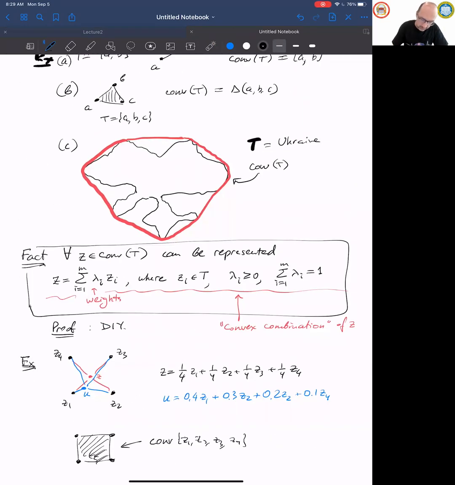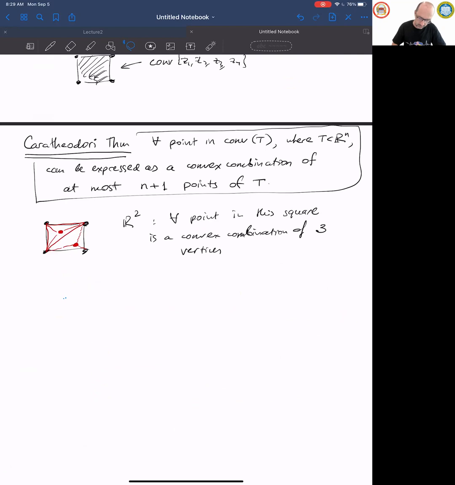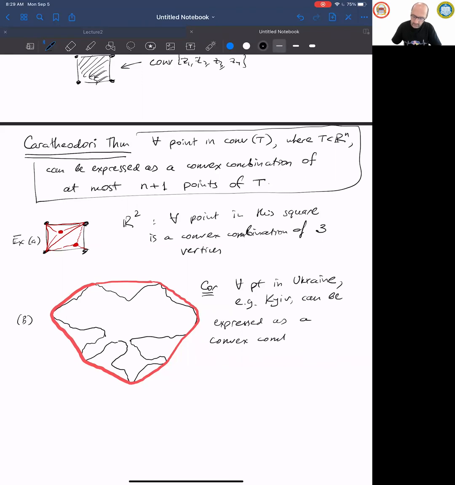As an example, let me go back to this Ukraine example. Let me grab it from here, copy, and paste here. So this is example A, example B. As a corollary, any point in Ukraine, for example, Kyiv, can be expressed as a convex combination of, well, we're in dimension 2, of 3 border points.